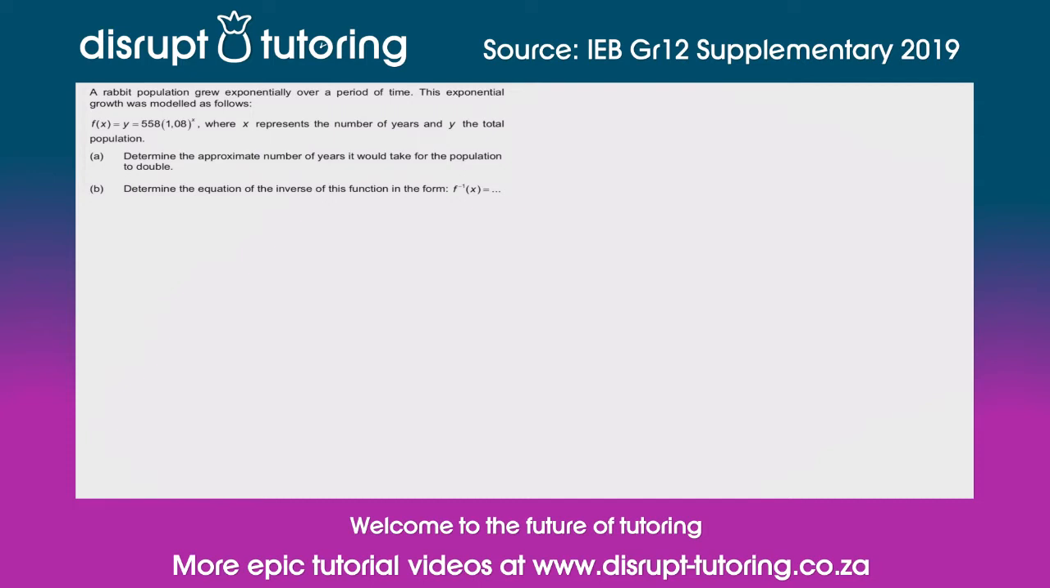Right, so we've already dealt with A in a previous video, probably the video right before this one, so look out for that number. But now we're on to B, and it's specifically determine the equation of the inverse of this function. They've given us the function f(x) = y = 558(1,08)^x. Now we need to find the inverse.